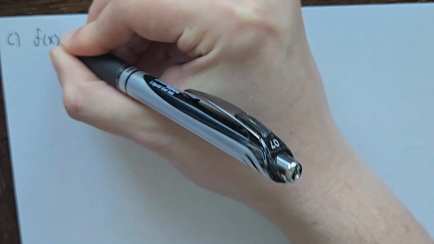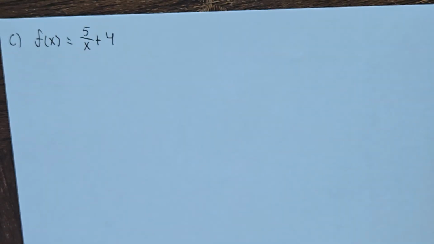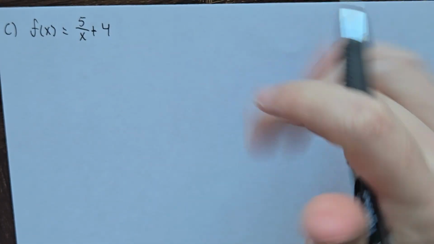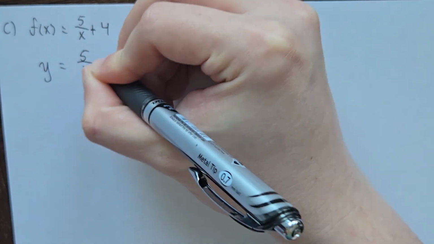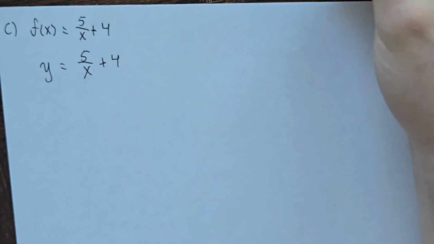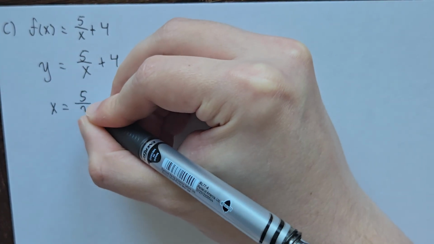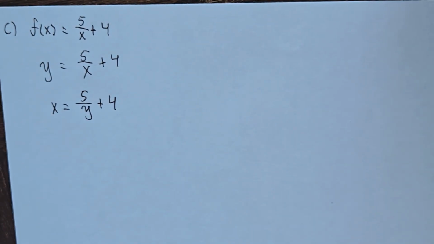Here we have C, and we're given f of x is equal to 5 over x plus 4. All right, I'm going to keep going through the same procedure that we did with the last one. First, we'll say y is equal to 5 over x plus 4. Then we'll go ahead and swap x and y. So we'll have x is equal to 5 over y plus 4. And then at this point, we need to do some work to get y by itself.